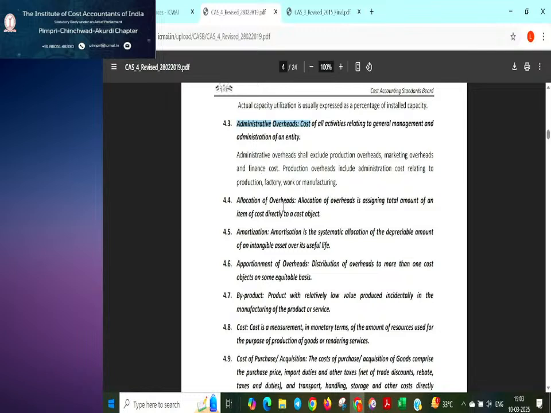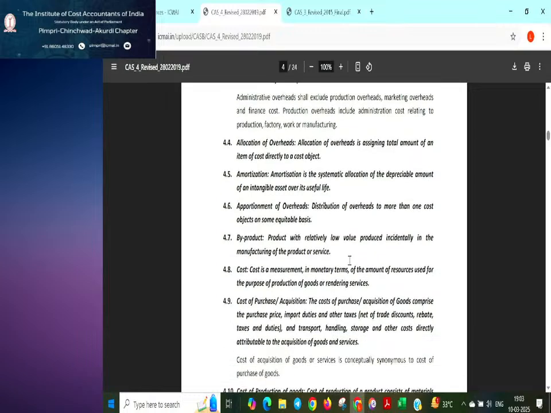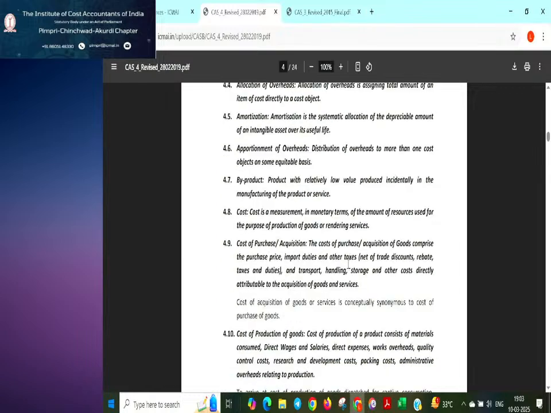How are we going to allocate the overheads? It is assigning the total amount of an item of cost directly to a cost object, if it is directly traceable. Amortization is the systematic allocation of the depreciable amount of an intangible asset over its useful life. So you know, depreciation is for tangible assets and amortization is for intangible assets. What is a byproduct? A byproduct is produced incidentally during the production. For example, the sugar industry has many byproducts. Bagasse is one of the byproducts, compost is a byproduct, then biogas, then ethanol, all these are byproducts.